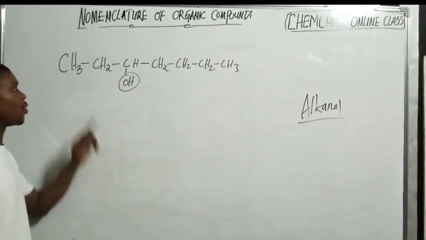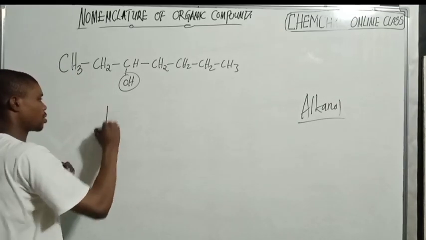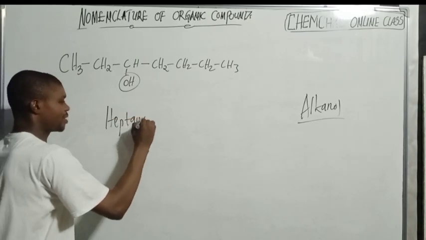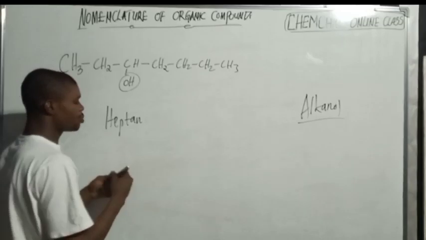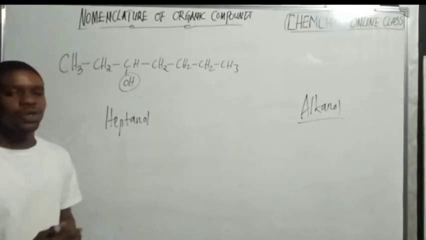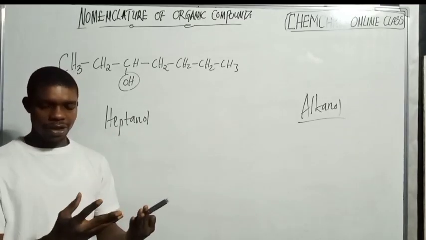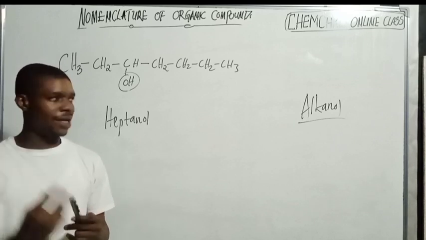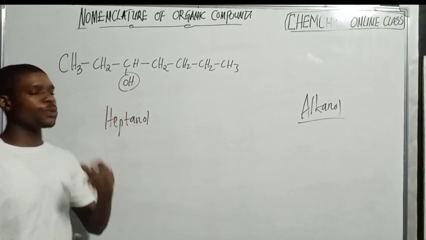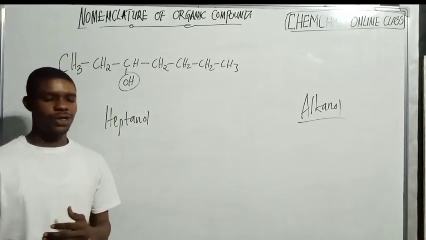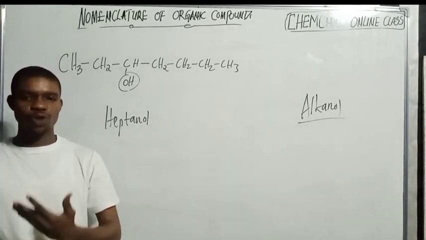So how many carbon atoms do you have here? 1, 2, 3, 4, 5, 6, 7, 8. But since there is an OH here, the E is replaced with OL. The name of the alkanol is derived from the corresponding alkane: you remove the ending E and replace it with OL. Now the functional group must have the lowest possible number. When you are naming, the OH must have the lowest possible number when you start the numbering.